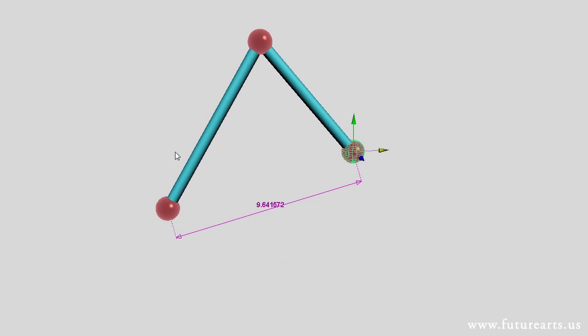Some other properties of edges. 1, an edge is always planar. What does that mean? That's simple. It means that an edge is always on a plane, which, if you think about it, makes pretty good sense to me.